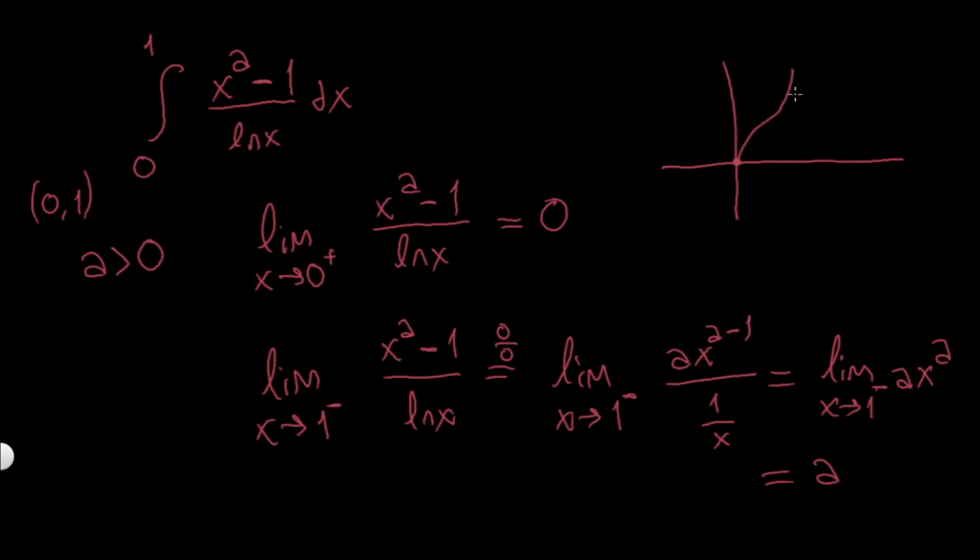Let's say this is the point 1. This is going to a. This limit is approaching a value, and this is bounded, so I can of course say that this limit is convergent. So this is not an improper integral.